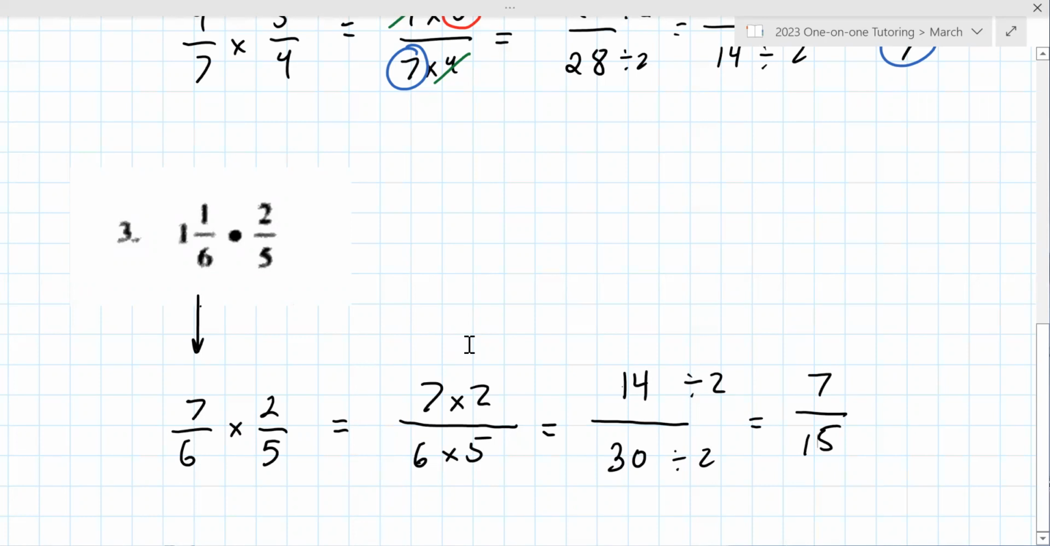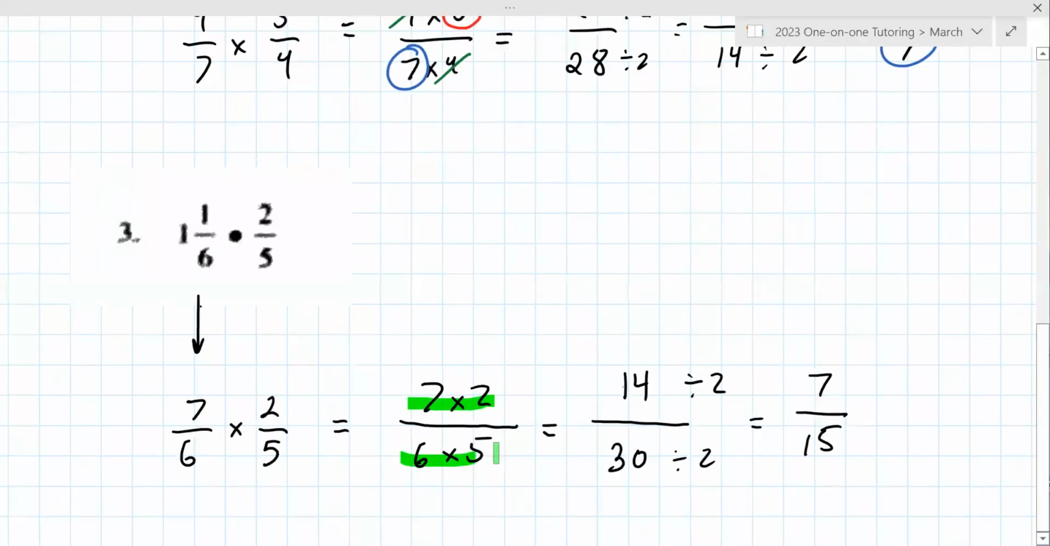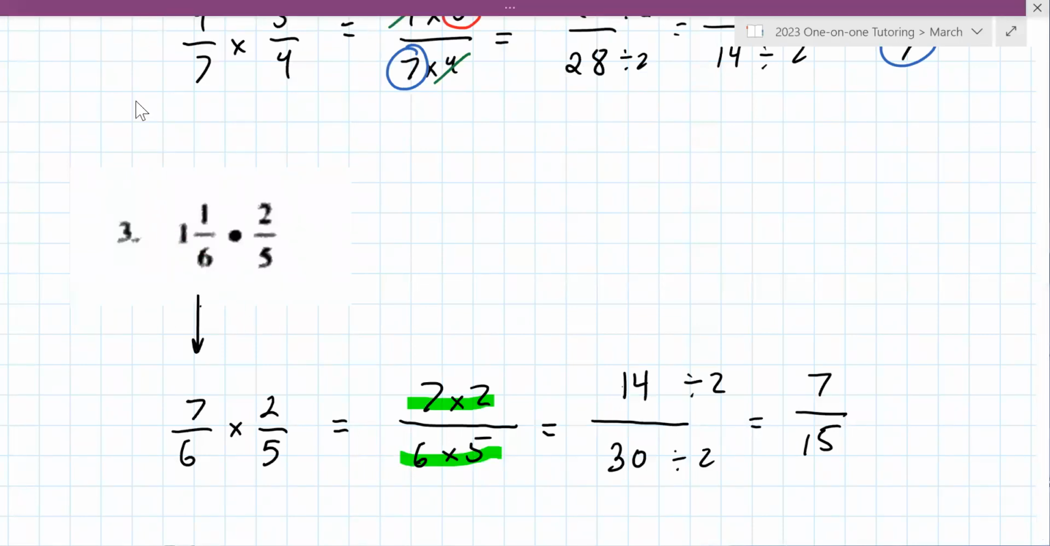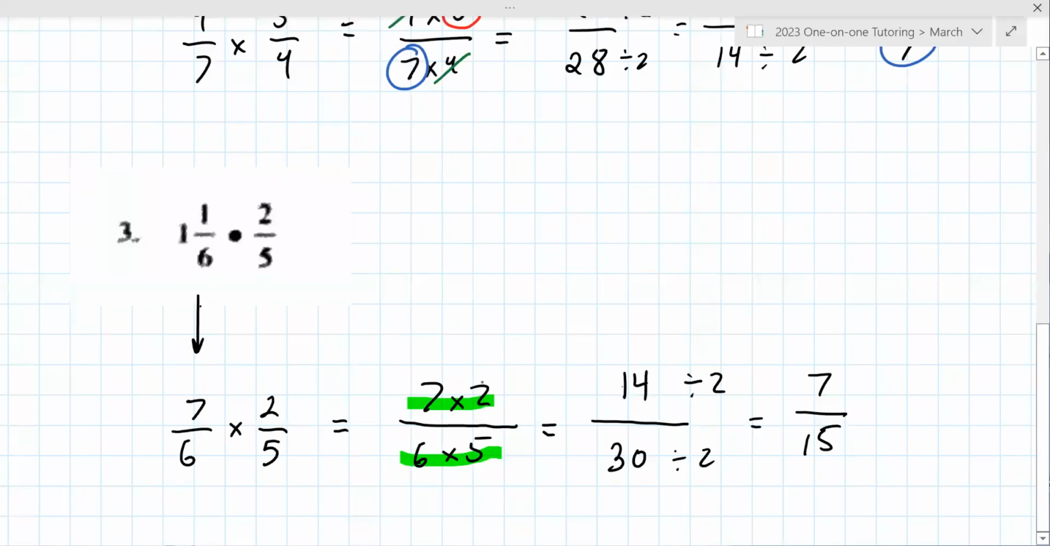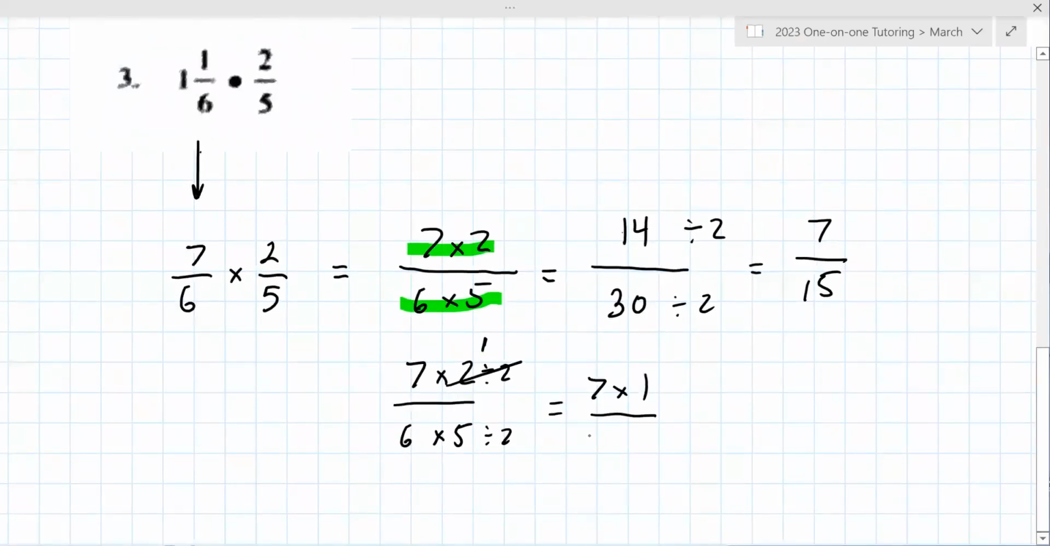Now, when you look at the answer and the fact that you divided by 2, that should clue you in that you probably could have done something in this middle part. Yeah. And here's what you could have done: you could have divided the top and bottom by 2 in this position. Did you do that in class at all? Yes. Like if you divide the top by 2 and you take the 6 divided by 2, it becomes the 2 divided by 2 becomes 1, 7 times 1, and the bottom becomes 3 times 5.